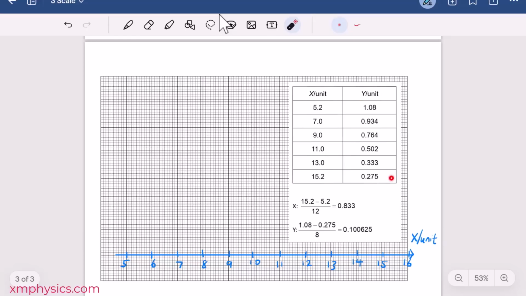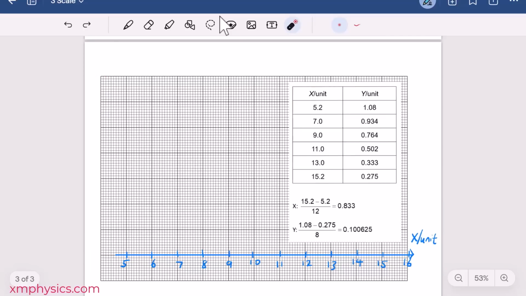Now let's look at the y-axis. The data ranges from 0.275 to 1.08. So take 1.08 minus 0.275, divide by 8. Why divide by 8? Because along the y-axis, you have 1, 2, 3, 4, 5, 6, 7, 8 big squares. So use your calculator and you're looking at this number, 0.100625. It means that if we start the graph right at the bottom with 0.275, and if we increase by 0.100625 every big square, then right at the top of the graph will be 1.08.